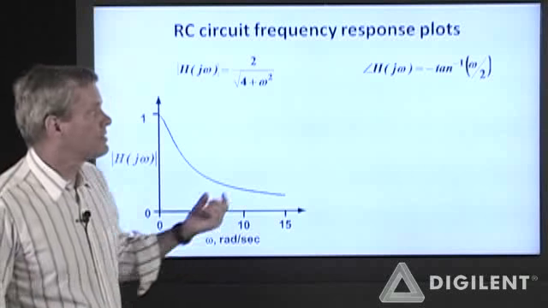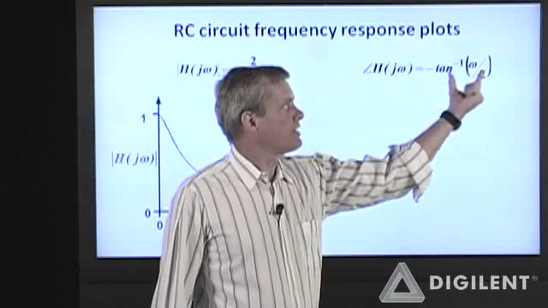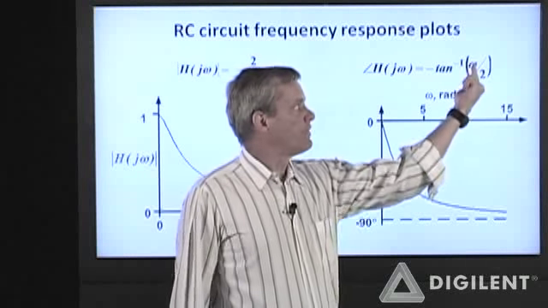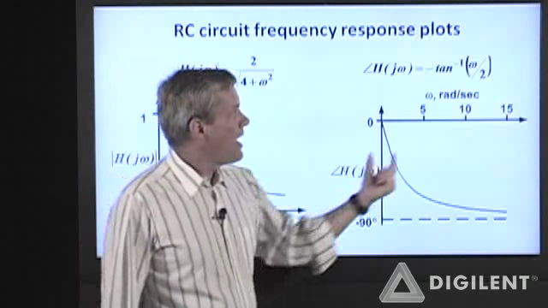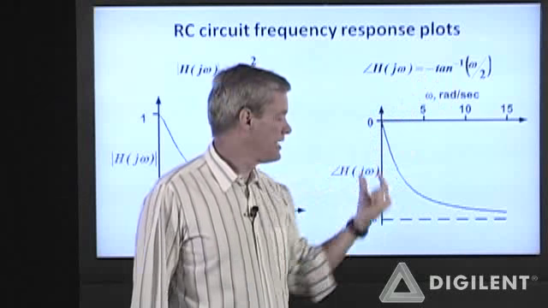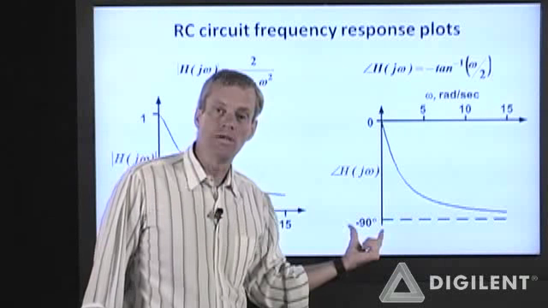Plotting the phase response. The angle of H of j omega was the negative of the arctan of omega over 2. If I plot that at low frequencies, when omega is 0, the arctan of 0 is 0. As omega goes to infinity, the arctan of infinity is 90 degrees. This will decay down to minus 90 degrees.